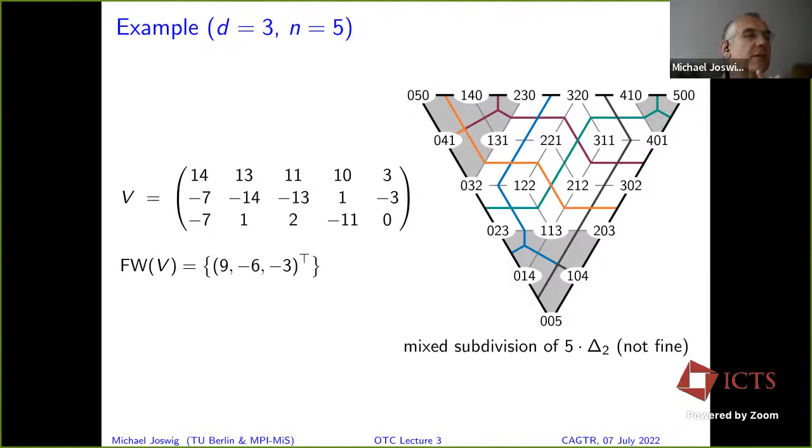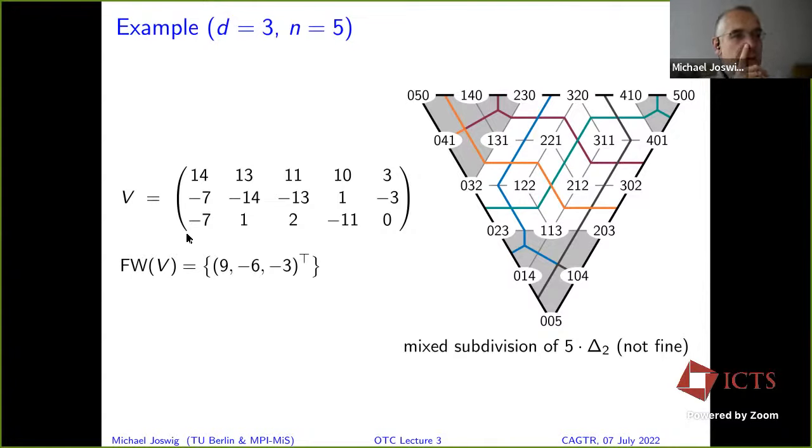First, I would like to do another example. Here's again a planar example, D equals 3 and N equals 5. I have a matrix with 3 rows and 5 columns, and consider this as a sequence of 5 points in the plane. Previously, I picked representatives where I already had a 0 in the first row. Now I want representatives in this hyperplane H where all the coordinates sum to 0, and you can check that in each column the coefficients sum to 0. For instance, the first column: 14 minus 7 is 0, and similarly for the other columns.